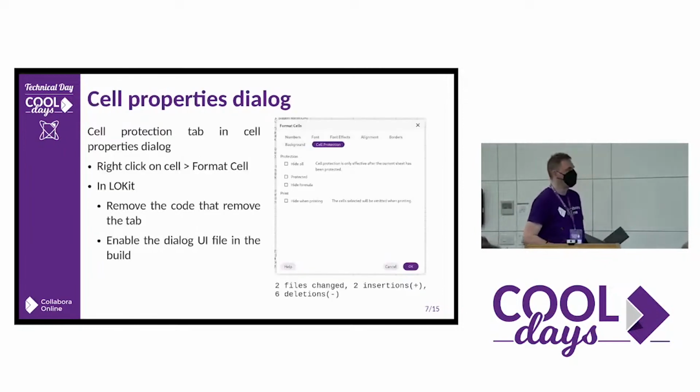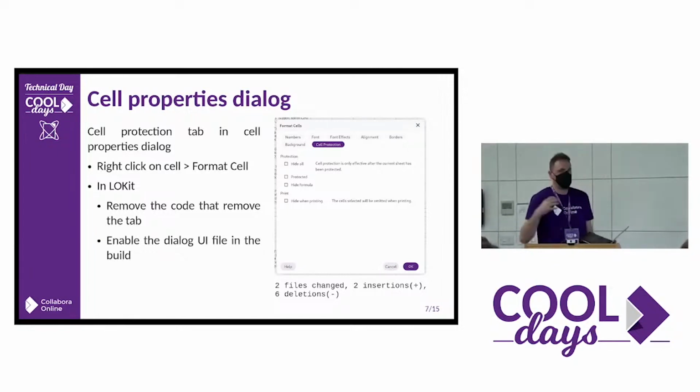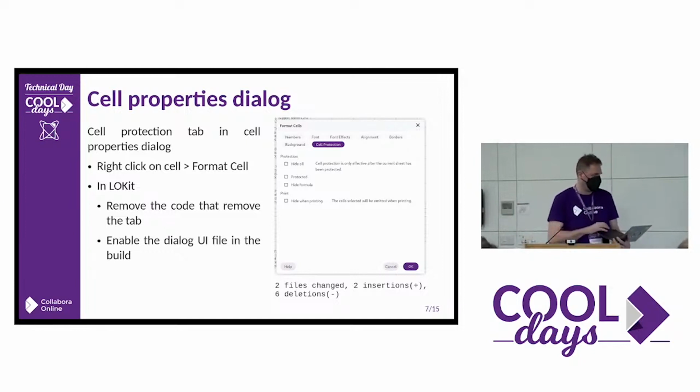So the cell protection tab in the cell properties: you right click on a cell, you get Format Cells, and you get that dialog, and you see there is that cell protection tab. That's what was added. So to do that in Online Kit, which is the backend part, we basically remove the code that explicitly removes the tab that was disabled. So we are re-enabling it. We remove code, that's good. And then that's it. We removed 6 lines of code, added 2, and we have more features with this code. To me, that's a win.